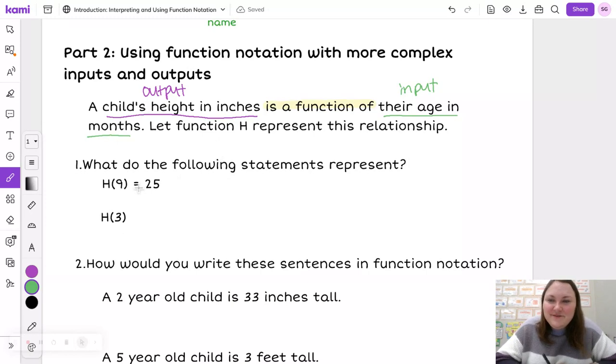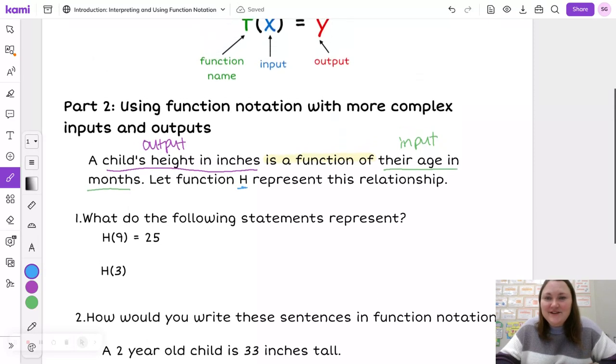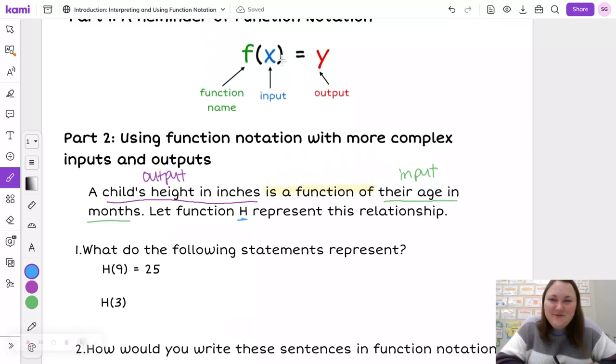Also reading through this, we're noticing that the function name is h, so that means if we're using function notation, we'll see that letter. The first part of this is what do the following statements represent? The first one is h of 9 equals 25. Once we've got our input and our output labeled, it makes it not too hard for us to do as long as we remember this.